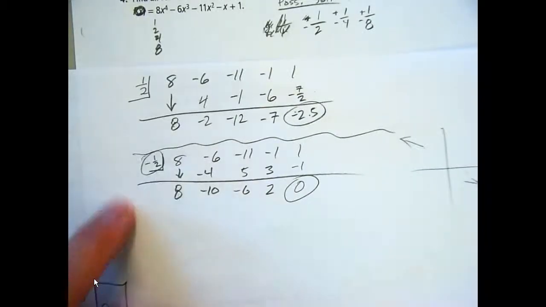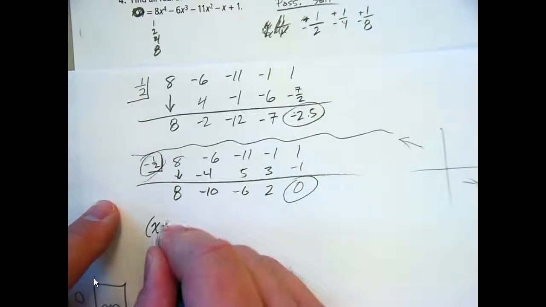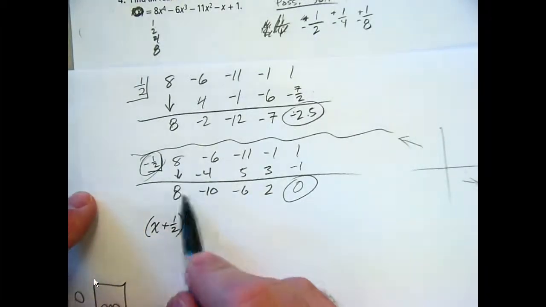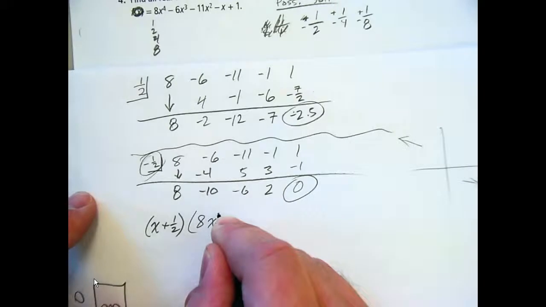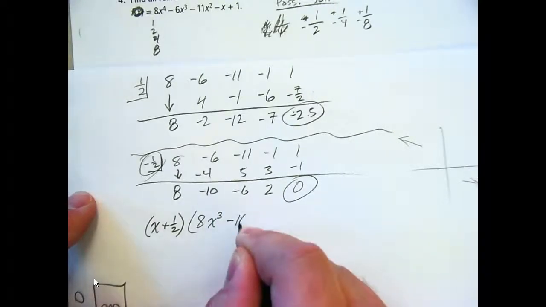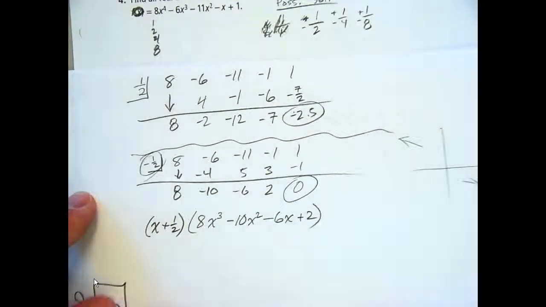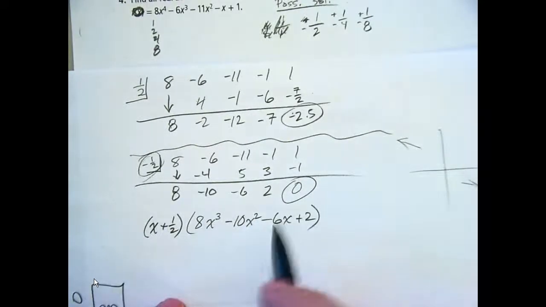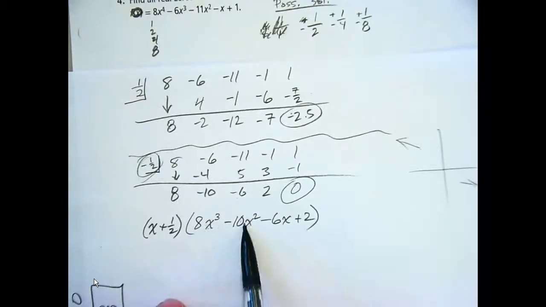So this right here as an expression, how do I write that as an expression? Good. X plus 1/2. Just like that. This right here as an expression is 8x cubed minus 10x squared. Now, at this point, we're not to a quadratic yet. So let's factor by grouping. You can pull out a 2x squared. You're left with 4x minus 5.